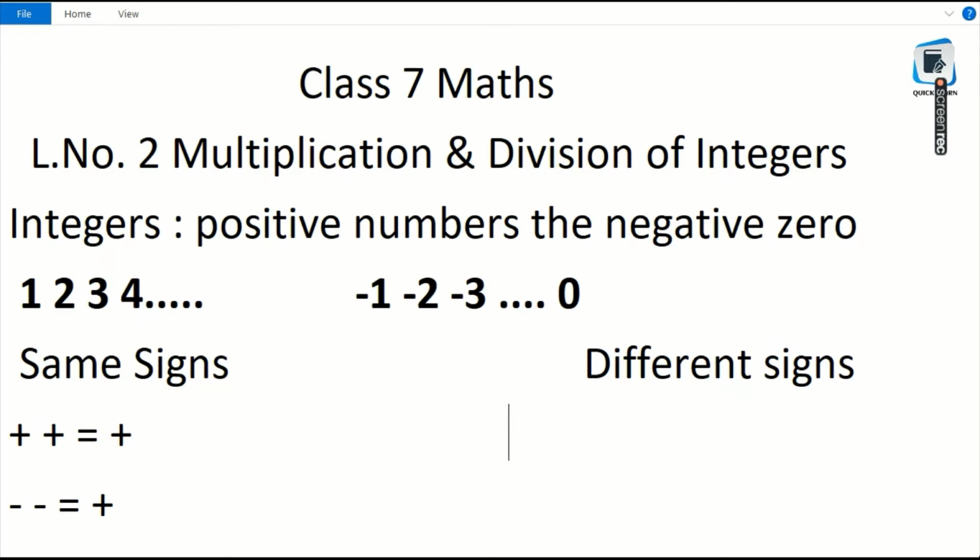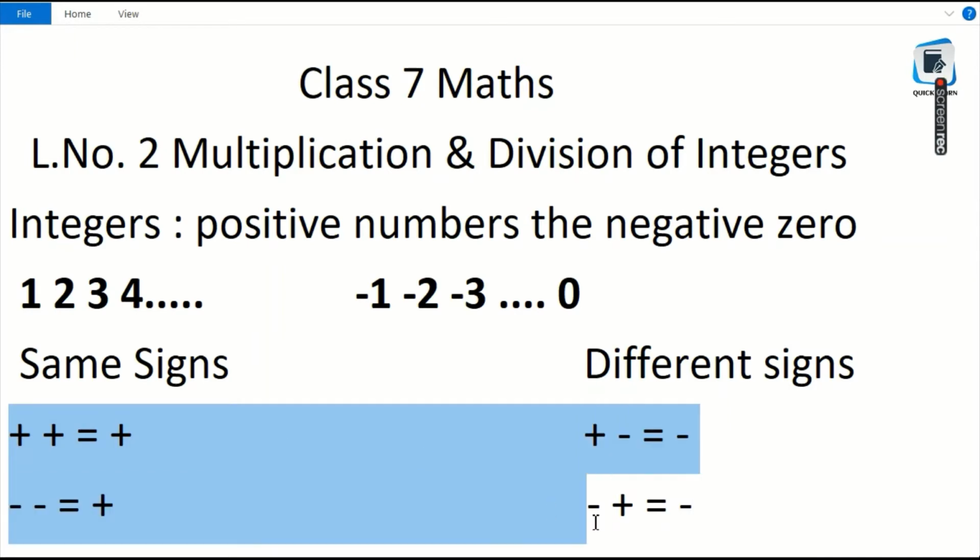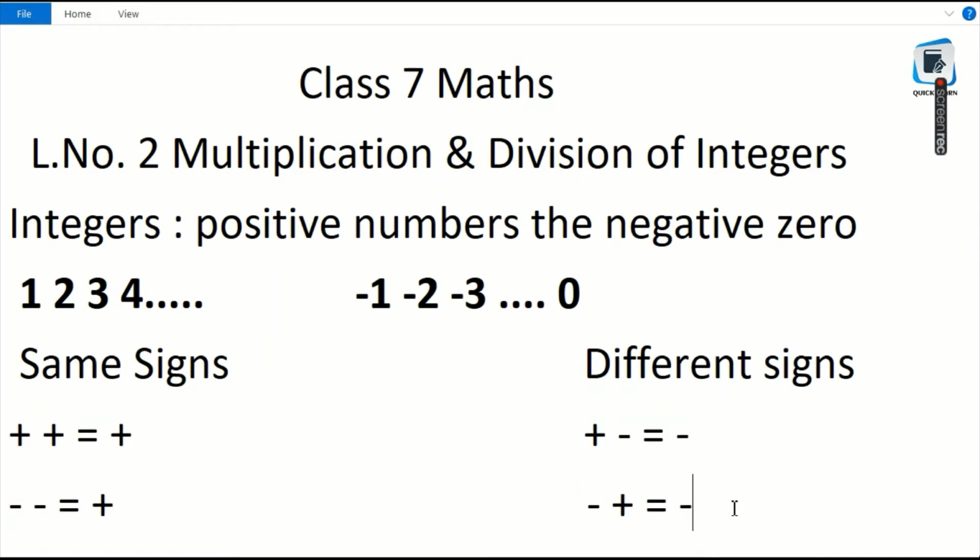Same way for different signs. If the sum has 1 plus and 1 minus sign, the answer will be negative. Same way, if the sum has minus and plus, the other way, the answer will also be negative. So this concept is being used everywhere and this should be kept in mind.